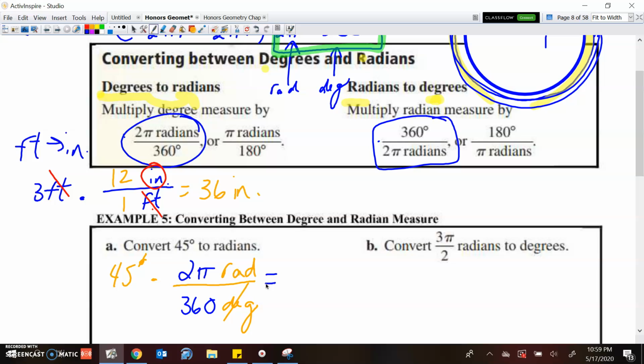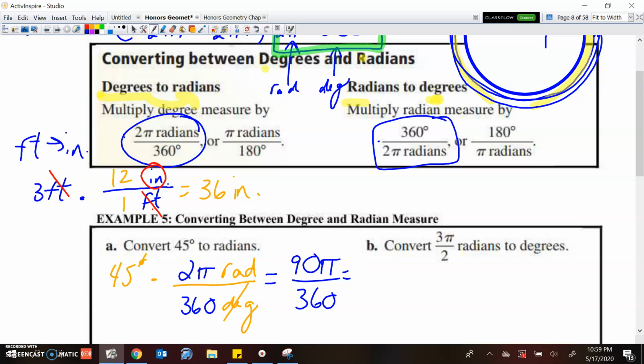Okay, so I can multiply straight across. I can cancel, cross cancel. Again, I'm not using the most simplified version. You can, but I just want to bring home the idea of 2 pi for 360. So because of that, there's going to be more simplifying involved. So I'm just going to multiply straight across, and then I'll simplify from there.